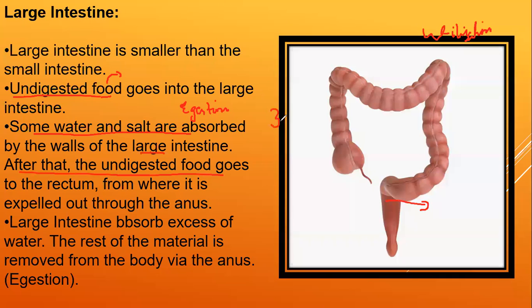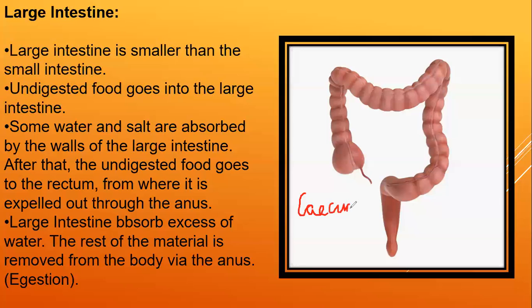There are 3 parts of large intestine. That is the cecum, colon, and rectum. Anyone knows that? Cecum is the first part. Second part is colon. And the third part is rectum. All this differentiation will be shown in the next lecture.